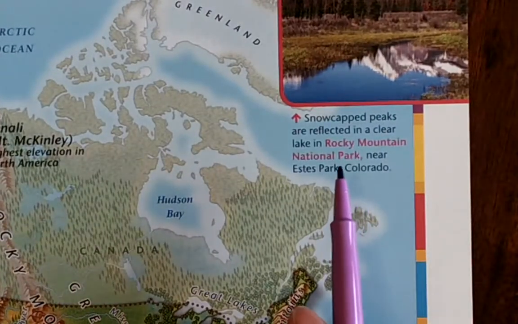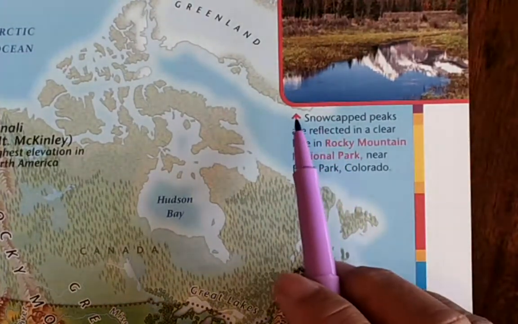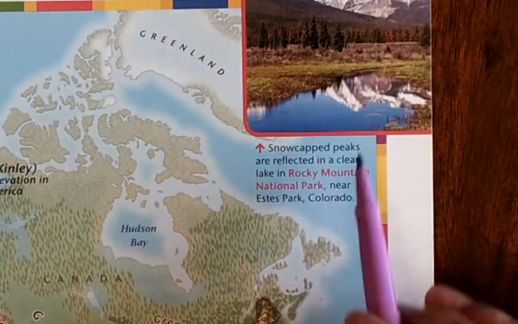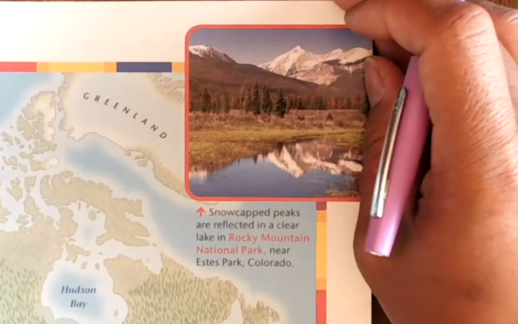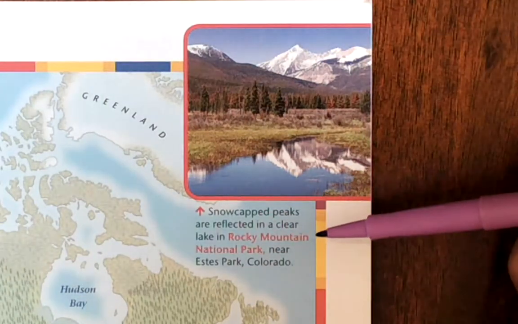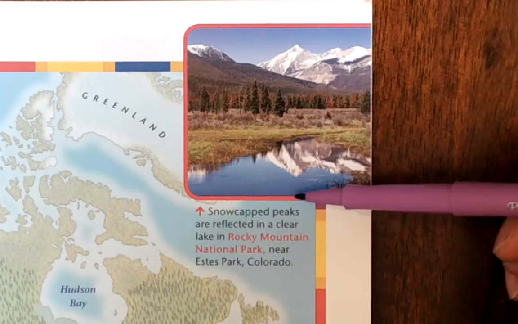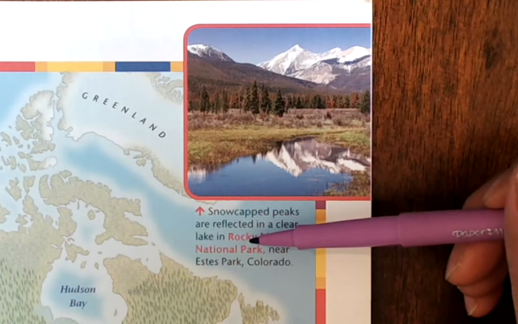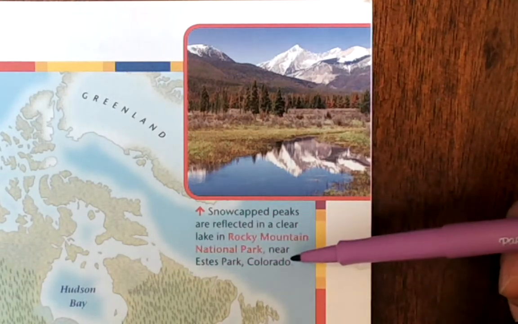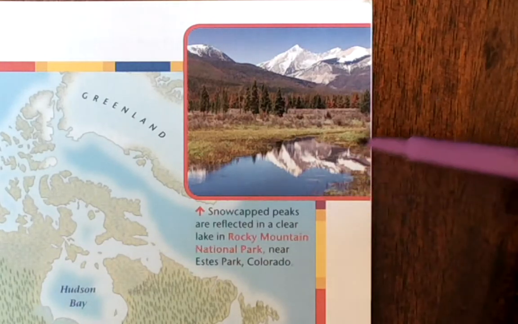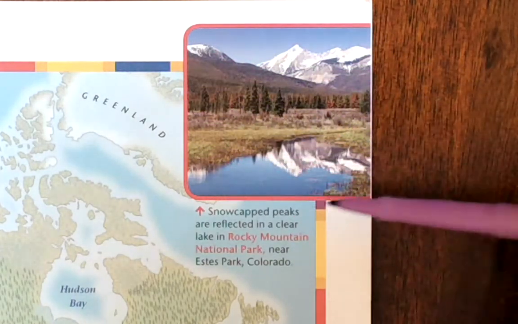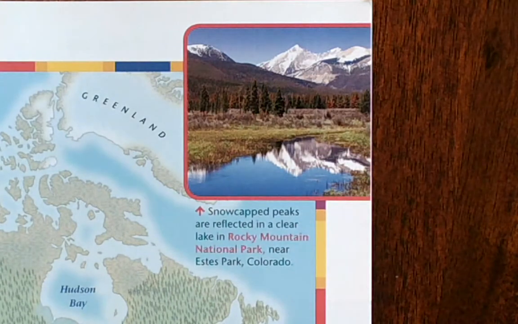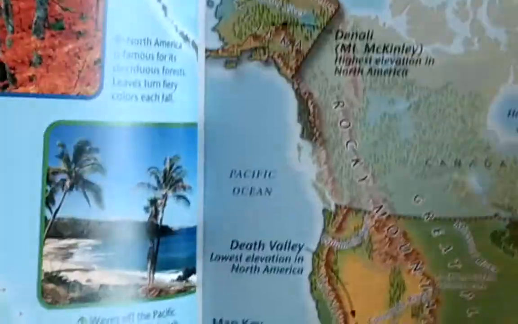They're not inside of boxes, but they do have an arrow that is pointing to the picture, explaining what it is. So this beautiful picture here, the caption says, snow-capped peaks are reflected in a clear lake in Rocky Mountain National Park near Estes Park, Colorado. So that's what is being explained in this picture. Look at that. That lake looks like a mirror. It's beautiful.